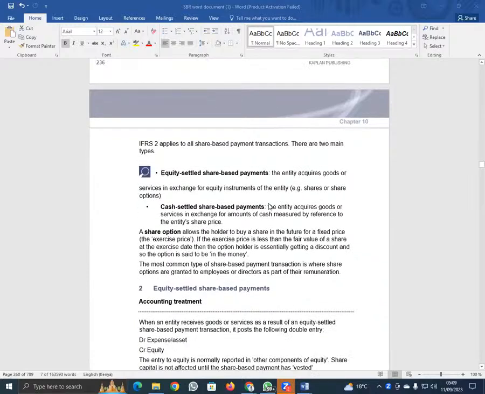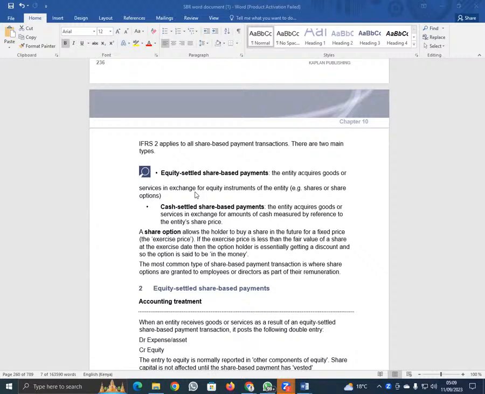We have just mentioned here, and we are iterating again, that IFRS 2 applies to all share-based payments. There are two main types. Number one, we have equity settled share-based payments. The entity acquires goods or services in exchange for equity instruments of the entity. We are going to pay them, ladies and gentlemen, using shares or share options. That's what we call equity settled.